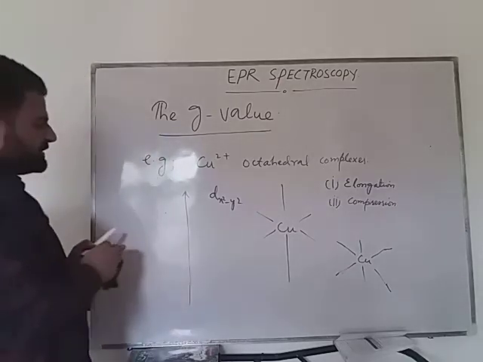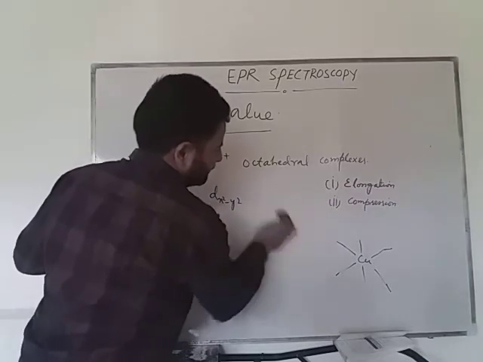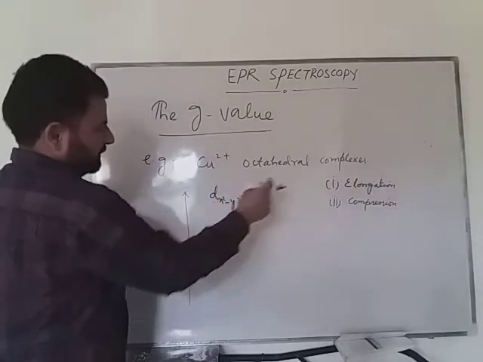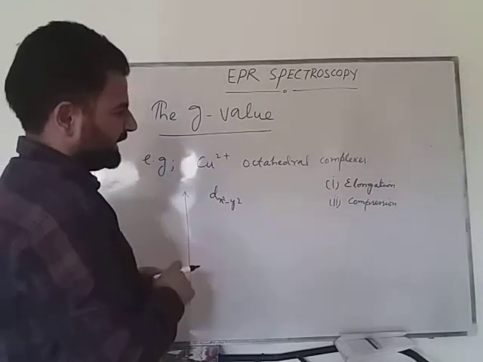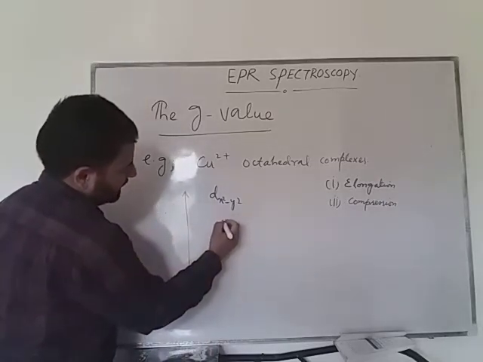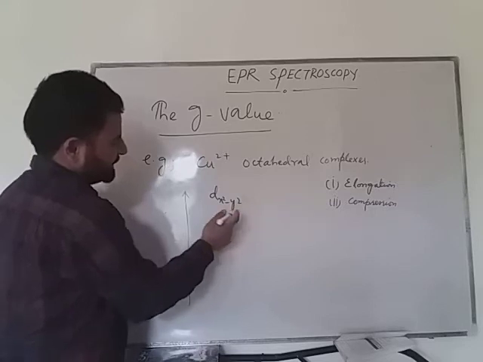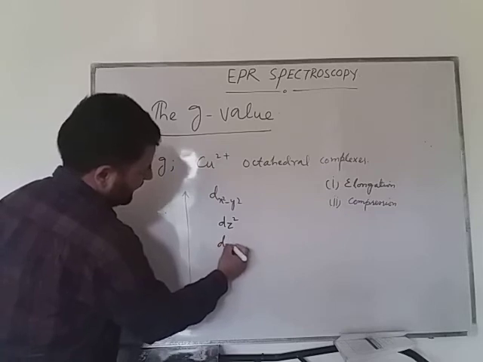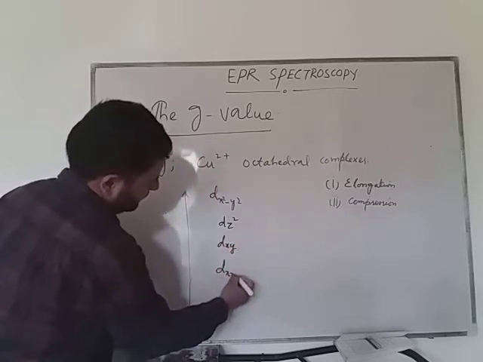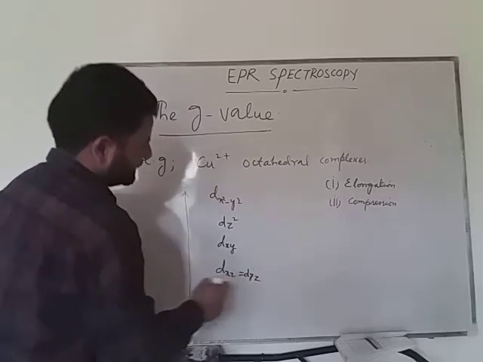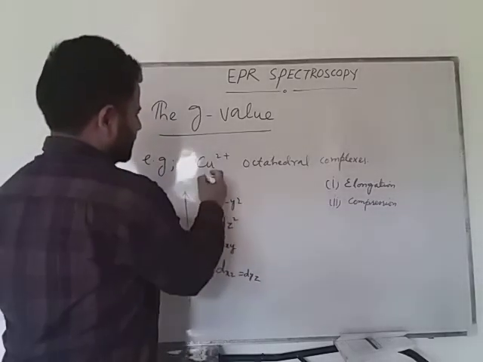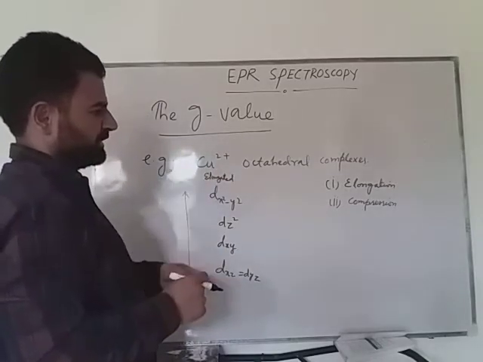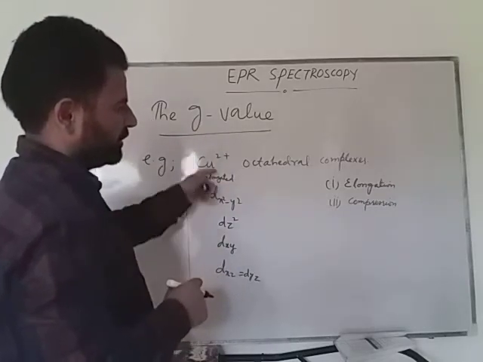In these two situations, what will be the alignment of the energy levels? In case of elongation, when there is elongation along the z coordinate, the alignment will be like this: dx square minus y square will be highest in energy, followed by dz square, and then dxy, then the lowest in energy will be dxz equal to dyz. It is for the elongated case, where there is elongation of the metal-ligand bond along the z coordinate.